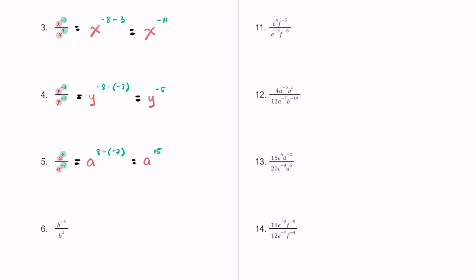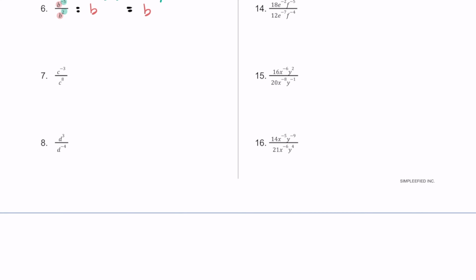For number 6, we have this b and b as the bases, so we can use that quotient rule and take that negative 5 on top and subtract the 2 on bottom based on those exponents. So rewriting this, we can use that same base of b. We're going to raise that to the negative 5 minus 2 power. Now negative 5 take away 2 is the same thing as negative 5 plus negative 2 if we add the opposite. So negative 5 plus negative 2 is going to equal negative 7. So we can write b to the negative 7th power.